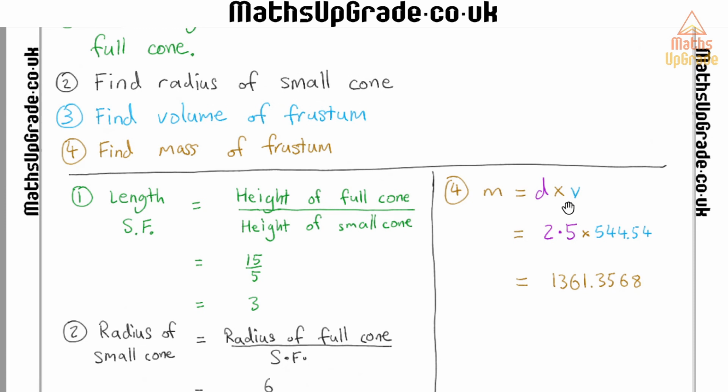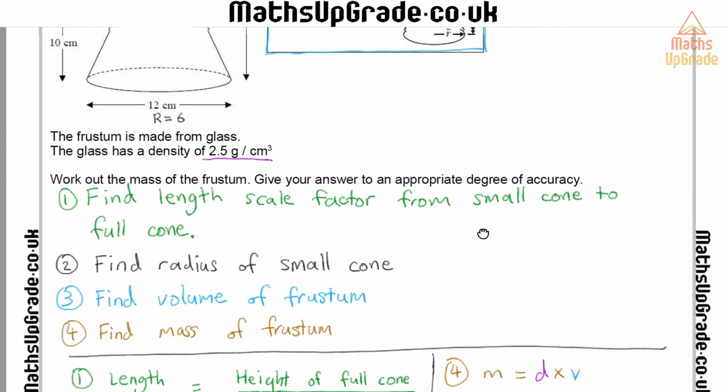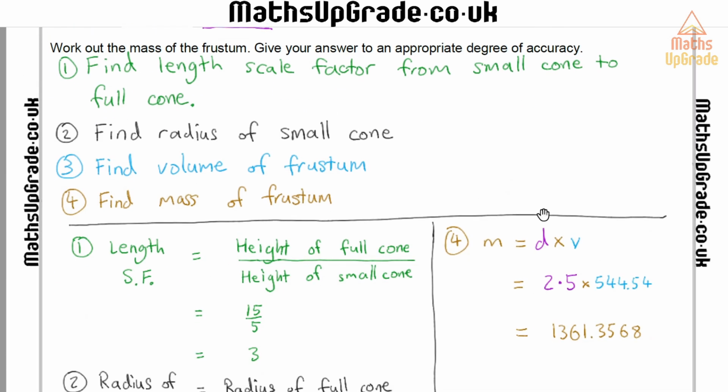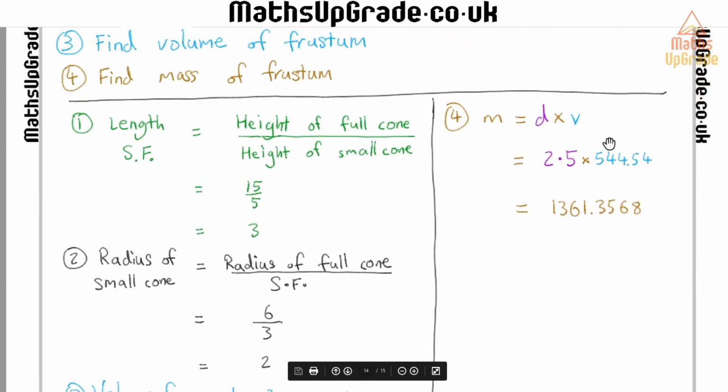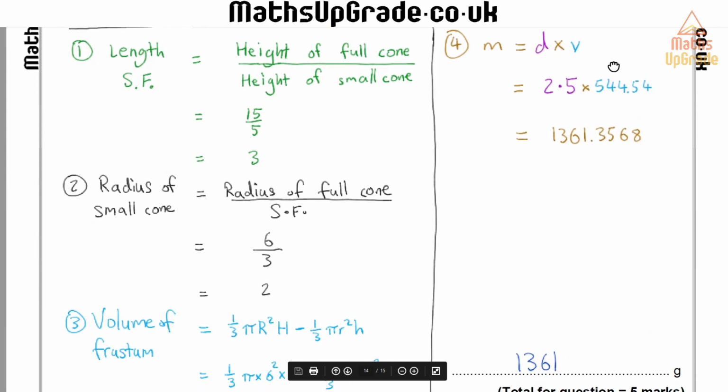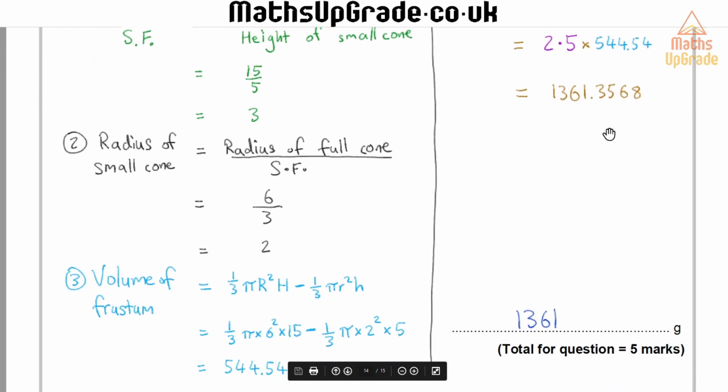Using that volume of the frustum and using the density of 2.5, I know now that the mass is given by density times volume, which is 1361.3568. That now is 1361 to an appropriate degree of accuracy in grams, and that is now worth 5 marks.